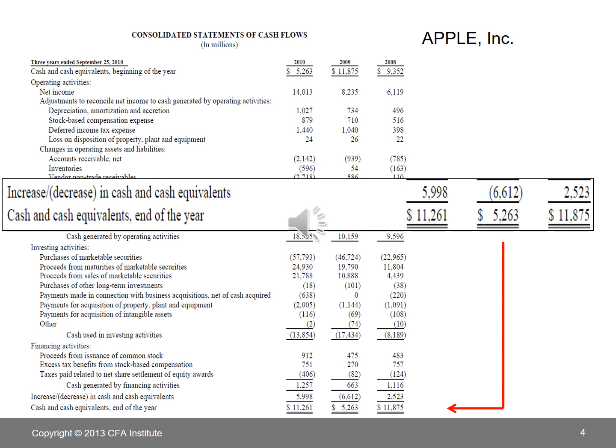So even after the 11 billion of net purchases of marketable securities, their purchases were 57,793 billion and 24,830 billion from maturities, the company still had a significant increase in cash and cash equivalents over the financial period covered in the statements.